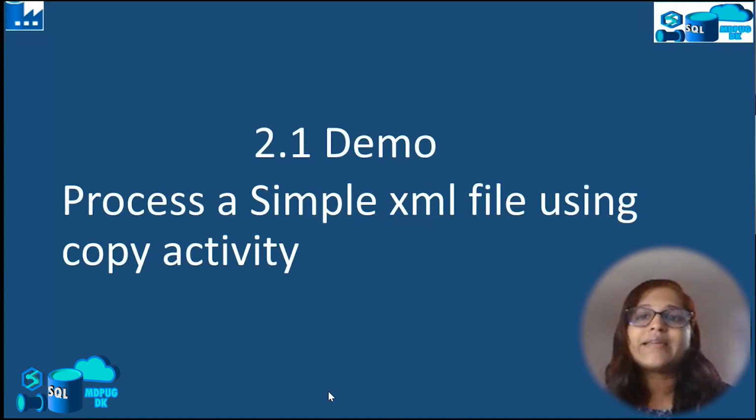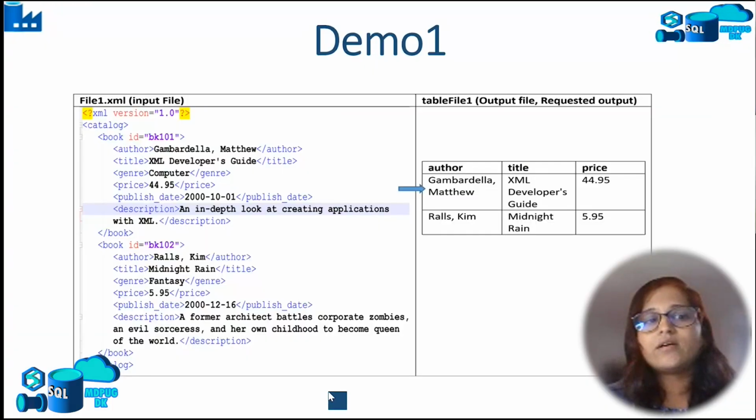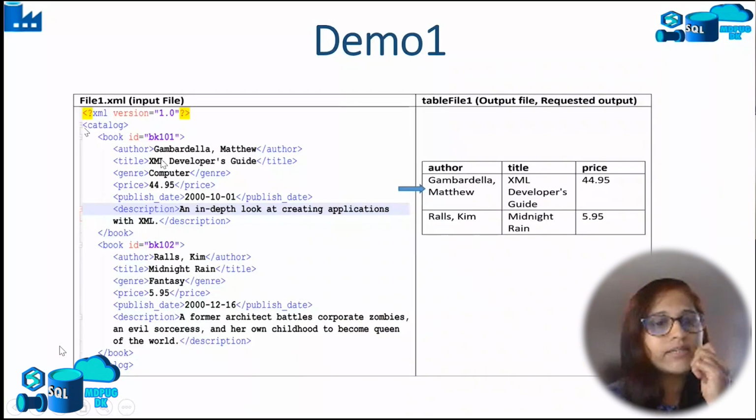So there are three different demos we have. First we'll see a very simple XML file, and we will use a copy activity. So now let's see here. So this is my file1.xml. You can see here, I have a catalog, and then inside I have a books object, and inside you can see that it's a very simple one-to-one mapping. So you can see that this is a very simple file.